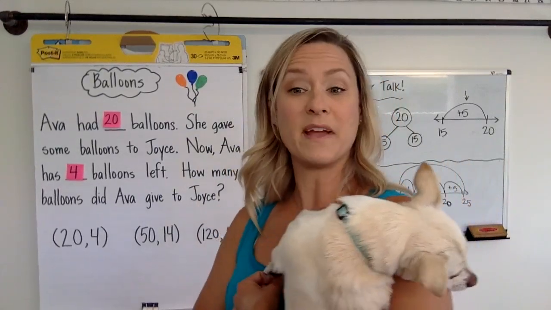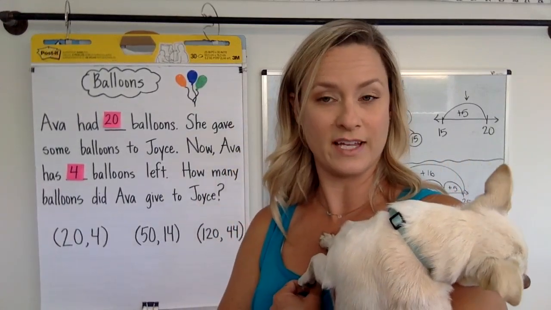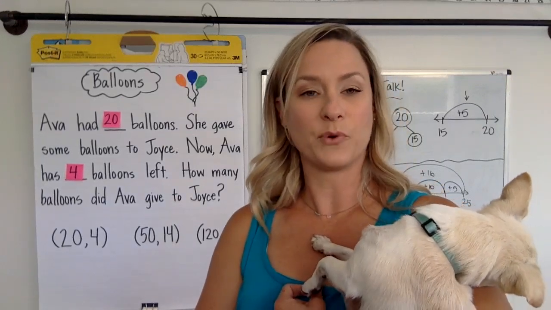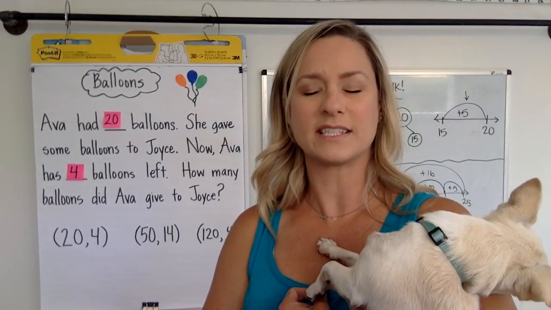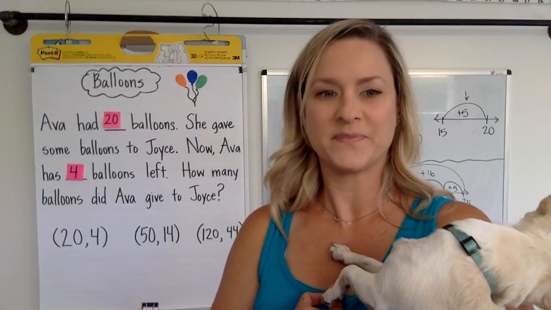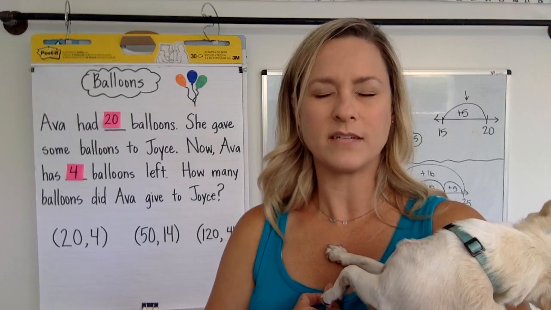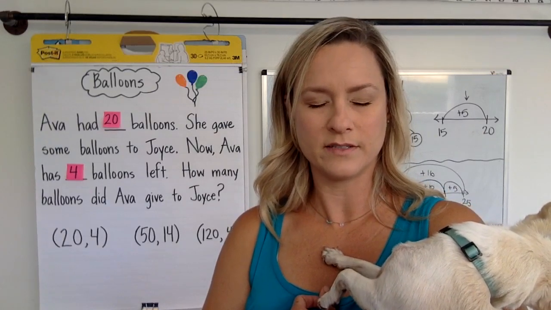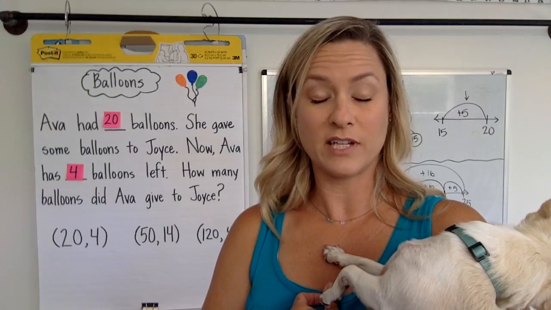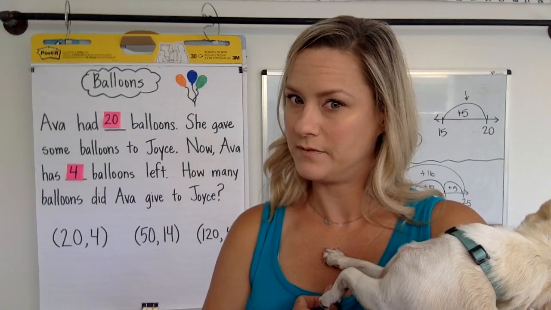This time, we're going to make the picture in our heads, okay? So remember, the first time we read it, we're really kind of thinking about reading the words, and the second time, we really stop and think about what is the picture in my head. Okay, so Ava had 20 balloons. Everybody imagine that. Okay, do you see Ava? Hi, Ava. We see you have a lot of balloons. Don't float away.